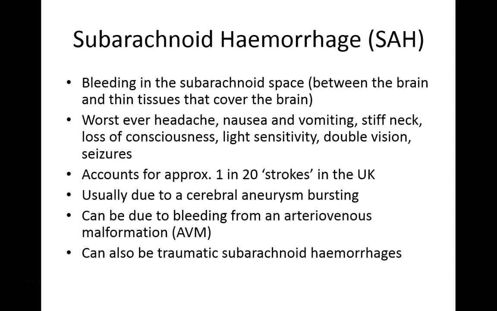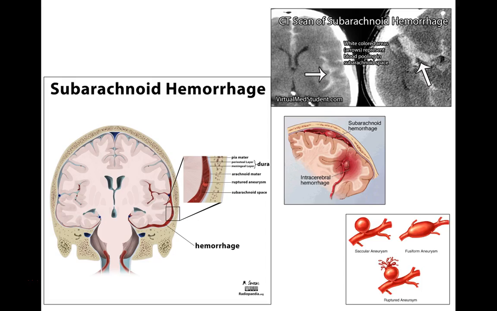So the next one I've got here is subarachnoid hemorrhage. So this is bleeding into the subarachnoid space. So that's the thin lining that covers the brain. You can see just up at the top there.